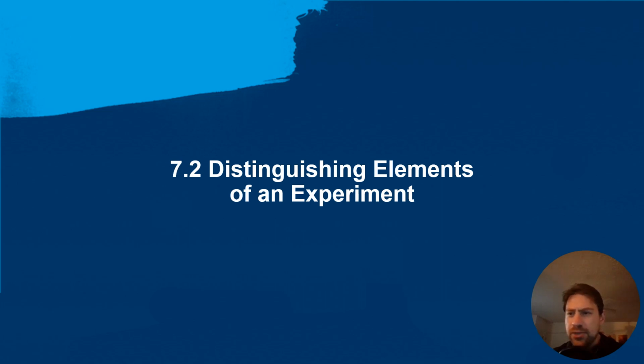All right, so this is section 2 of chapter 7, and this section is titled Distinguishing Elements of an Experiment. And in this section, we will cover the following topics in more detail: manipulation, control, and extraneous variables which threaten to become confounding variables.